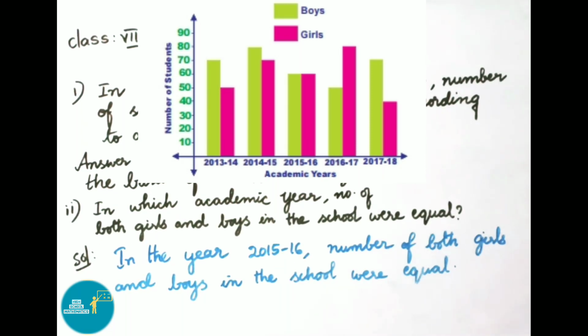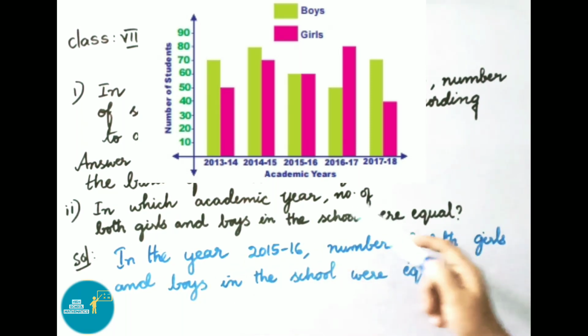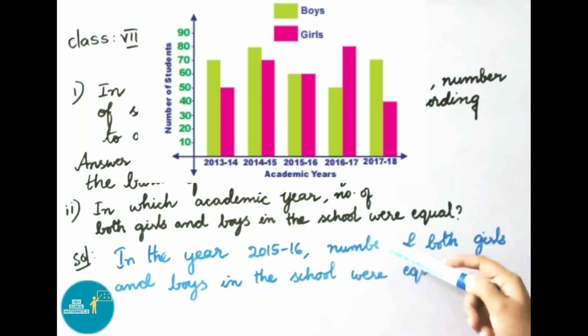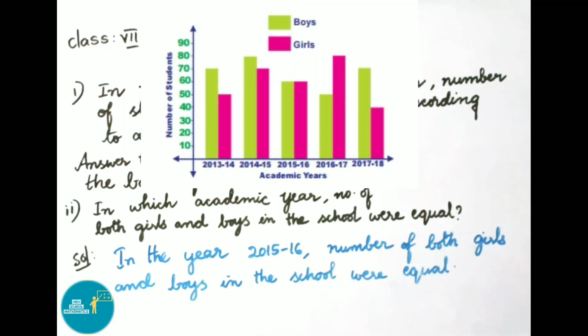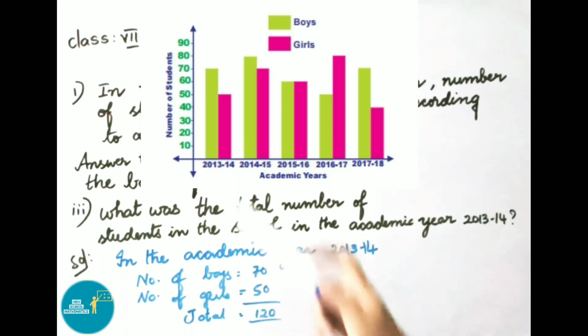See now first question, second sum. In which academic year were the number of both girls and boys in the school equal? Let us see the solution. If we observe this double bar graph, in the years 2015 and 16, the number of both girls and boys in the school were equal.